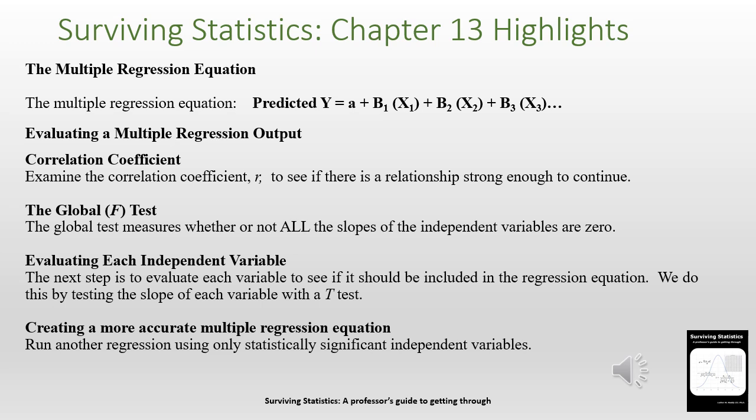Remember, the f-test tells us whether or not all of the slopes are zero, or in layman's terms, are any of these significant predictors. Once we've done that and determined that at least one is a significant predictor, we look at each independent variable and we evaluate it with a t-test, or we can look at the p-value that Excel gives us. If they are significant predictors, we include them the next time we run the regression, and we'll create a more accurate multiple regression by just including the variables that were significant predictors.